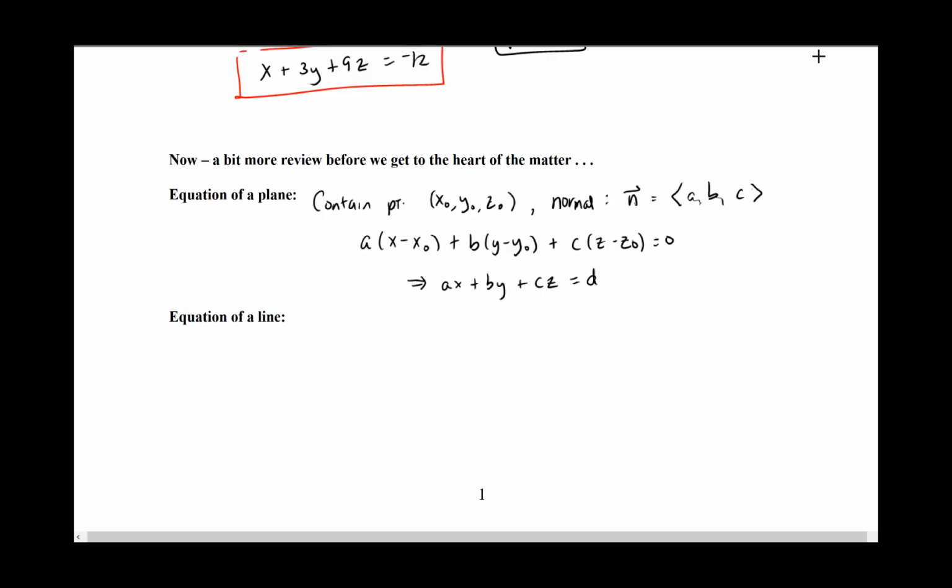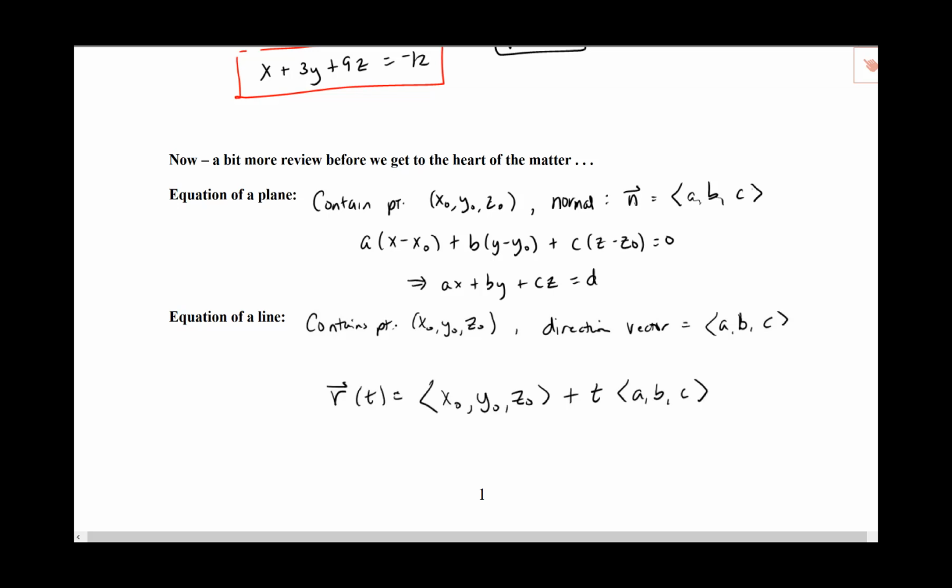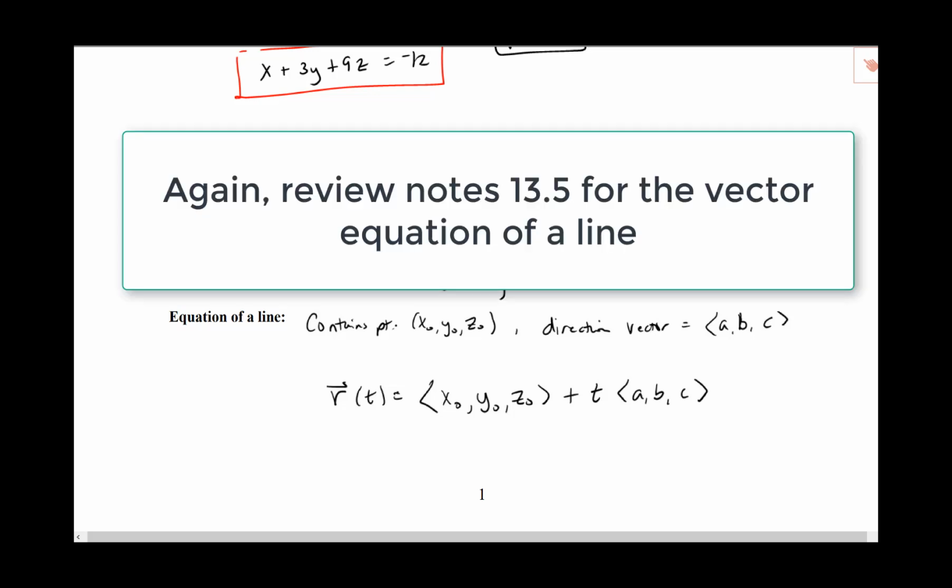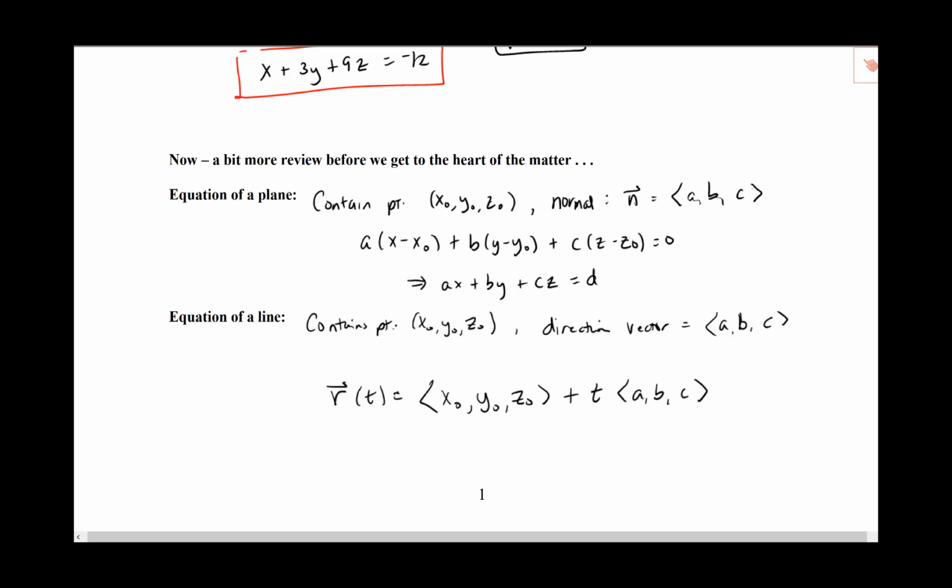Okay, the last piece of review that we need before we can get to the heart of this lesson is to remember the equation of a line. Given that your line contains a point (x naught, y naught, z naught), and you have a direction vector <a, b, c> for the line, then the vector equation of the line is given by r of t equals the position vector for the point (x naught, y naught, z naught) plus t times the direction vector <a, b, c>. All right, that's all the review we need. Now we're ready to learn today's lesson. Let's go to the next page.